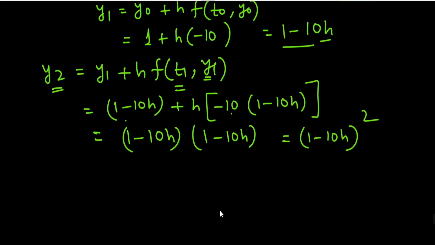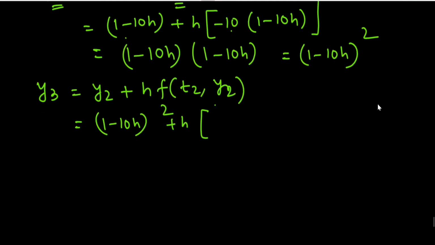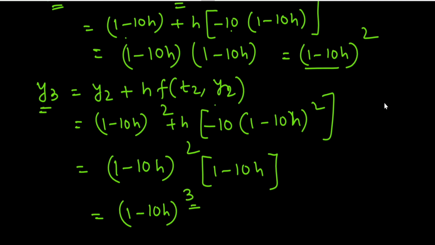So for this we get y2 equal to this. Therefore now we find the value of y3 also. y3 equal to y2 plus h f of t2 and y2. This implies 1 minus 10h whole square plus h into minus 10 into y2, since the value of f is minus 10y. So minus 10 into y2, which is 1 minus 10h whole square. So take common 1 minus 10h whole square and 1 minus 10h. So this is also 1 minus 10h to the power 3. Therefore, for y3, the power should be 3.